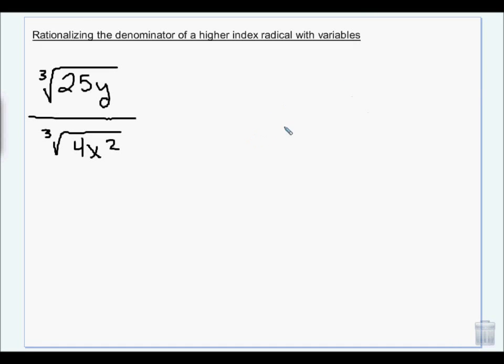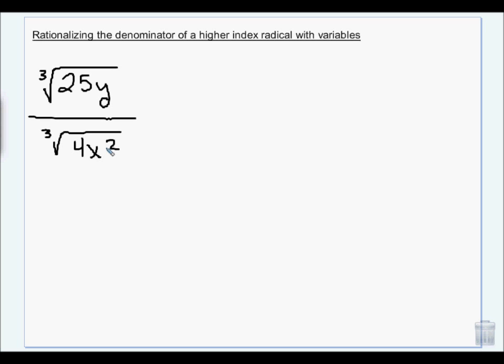The denominator of a higher index radical. This right here is called the index or the root. So if you see that word index, it just means this number right there. So you have the cube root of 25y and the cube root of 4x squared.